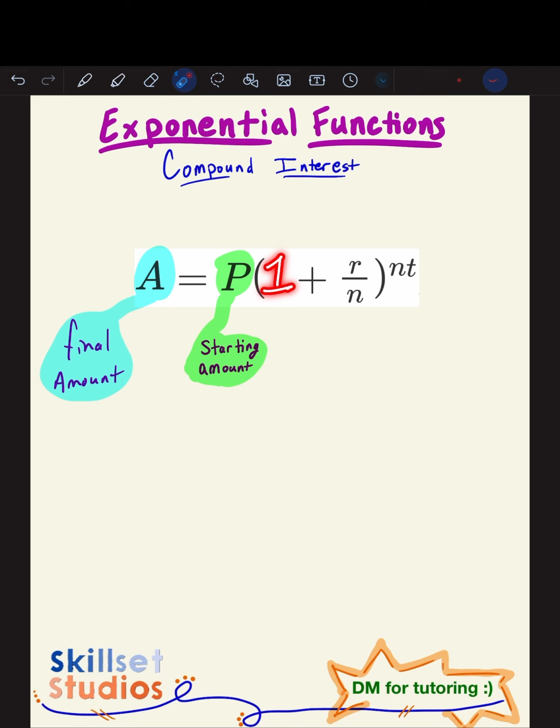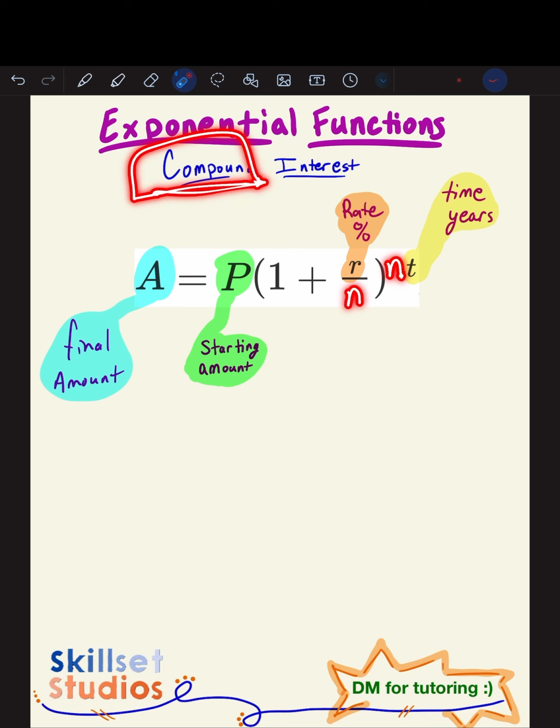This 1 is just going to stay a 1. The R is the interest rate itself, and in problems it's usually represented as a percent. The T is time, and that's usually measured in how many years the money has been in the bank account. And the last piece is the N, and that's the compound factor. That's what makes these compound interest problems different from simple interest. Notice that the N shows up in 2 separate spots.